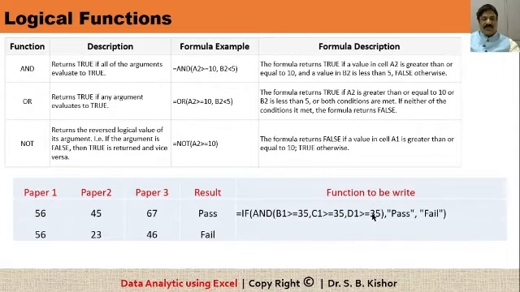Now here we have more than one condition. So in order to combine more than one condition, you need to use a logical function. In this case, we have used the AND function. So if the value of B1 is greater than 35, the value of C1 is greater than 35, and the value of D1 is greater than 35, in that case the result is Pass, otherwise it's Fail. Now the OR condition is useful when you want to check whether one of the conditions is true, and NOT is simply a negation, nothing else.